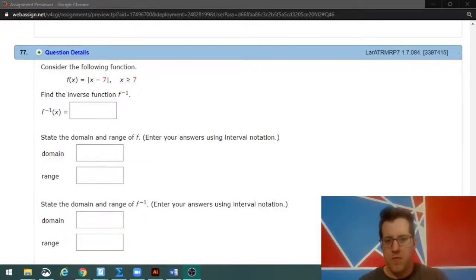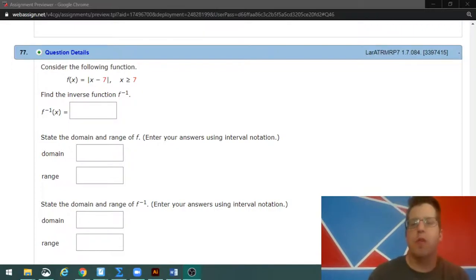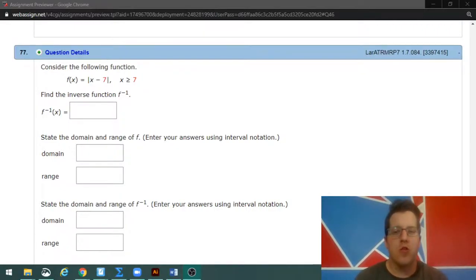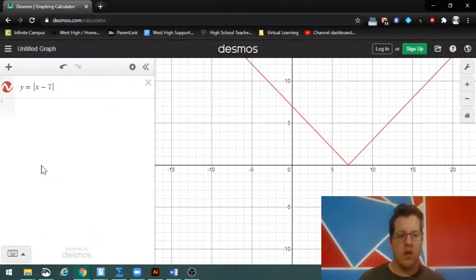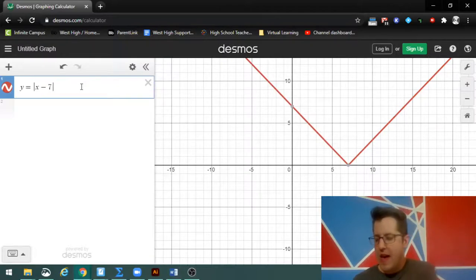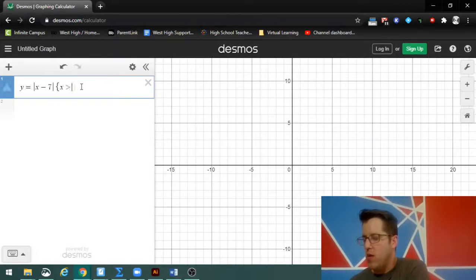Hey, I'm over here now. All right, consider the following function. This is an absolute value function, but we're only looking at it to the right of 7. Now, it helps to know from Algebra 1 what an absolute value function looks like. So here's that. So this is what an absolute value function looks like, but they're only asking you about this part of it.